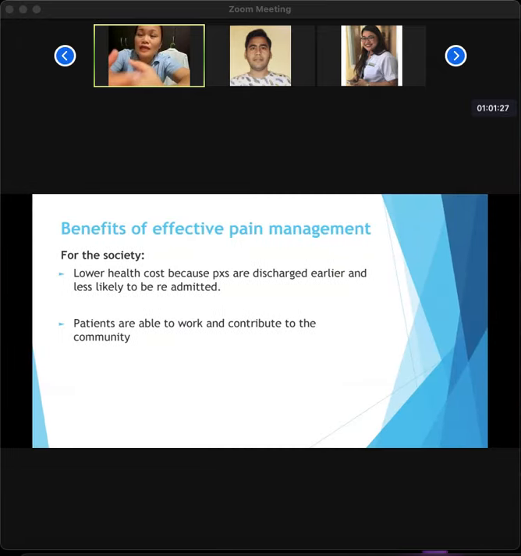Okay? For the society, it has a lower health cost because patients are discharged earlier and less likely to be readmitted. Kasi nga, di ba, pag early ambulation, then mas malayo ka sa thromboembolism. Pag early ambulation, dahil pain-free ka, then mas malayo ka sa pneumonia. So, the patient may go to work agad-agad, mas maganda. Mas makaka-help siya sa economy ng society.